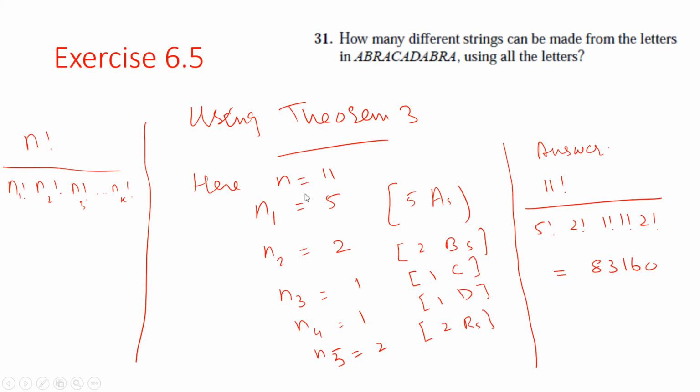So the answer is how many different strings. The number of strings is equal to 11 factorial divided by 5 factorial, 2 factorial, 2 factorial, 1 factorial, 1 factorial, which is 83160.